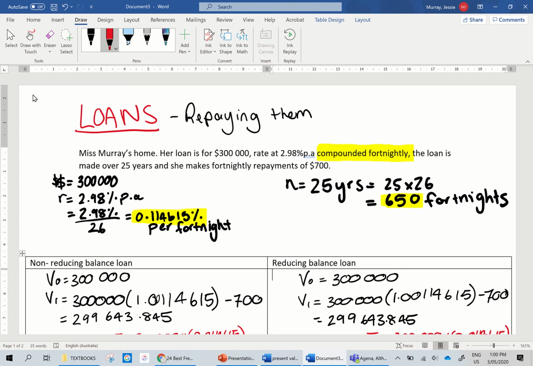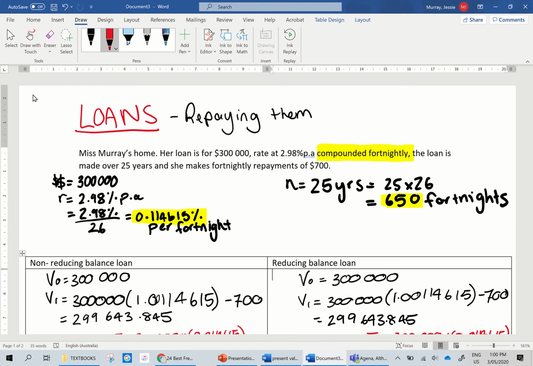So the thing I'm going to show you is what the difference is between what we call a reducing balance loan, which is what banks use, thank goodness. It is a good thing. Also known as reducing interest loans or anything to do with those words. But then what it looks like versus a non-reducing balance loan.